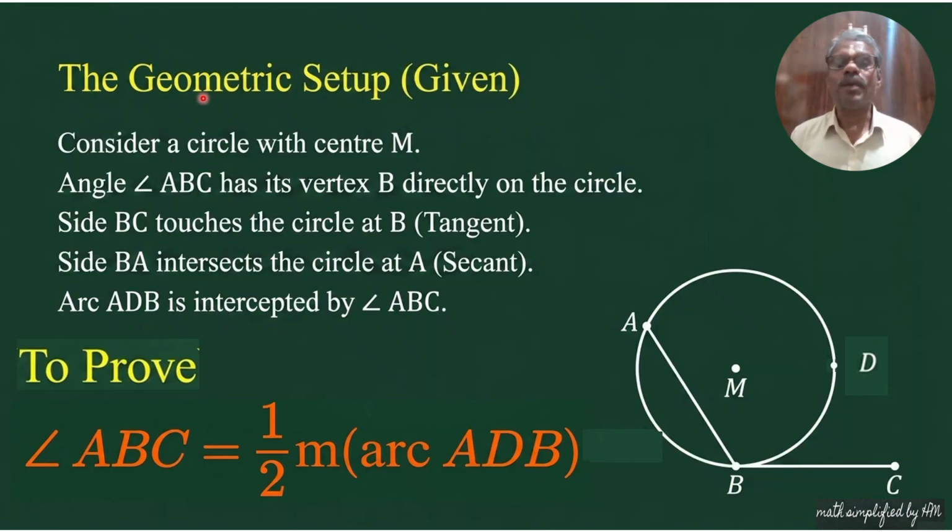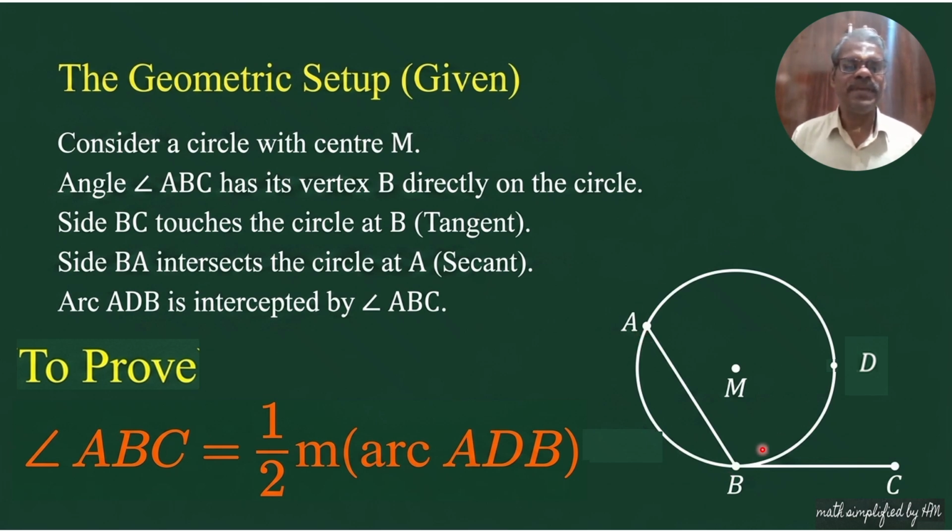We will see the geometric setup given in the theorem. Consider a circle with center M. Angle ABC has vertex B directly on the circle. Side BC touches the circle at point B, therefore BC is tangent. Side AB intersects the circle at point A, therefore BA is secant.